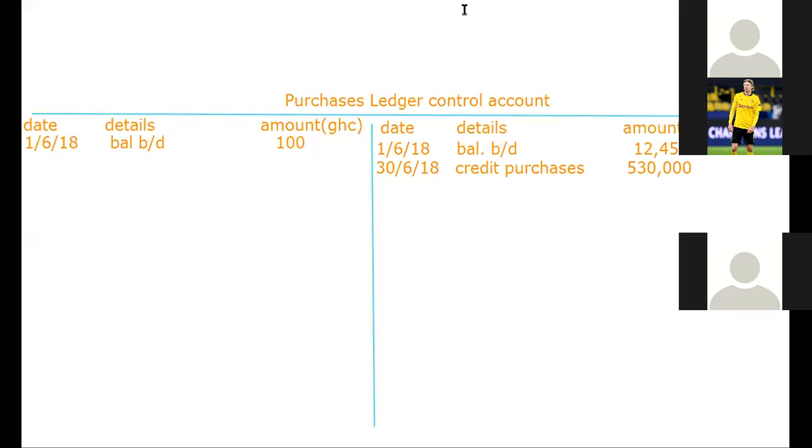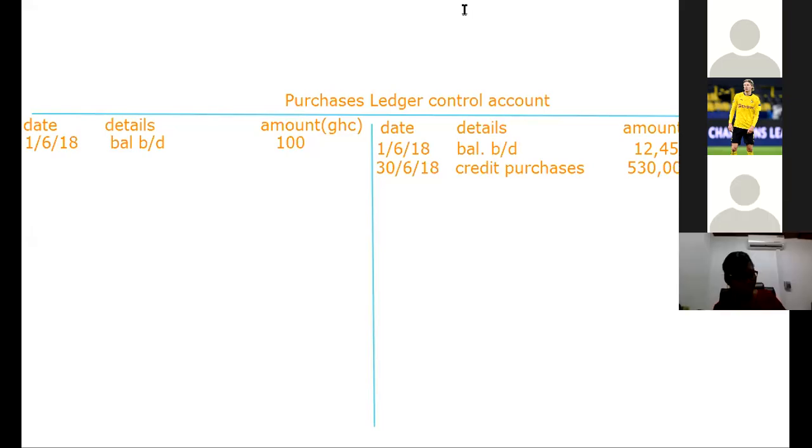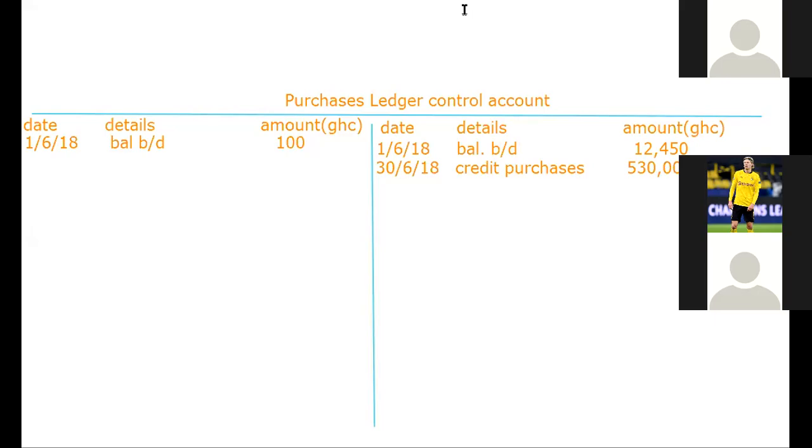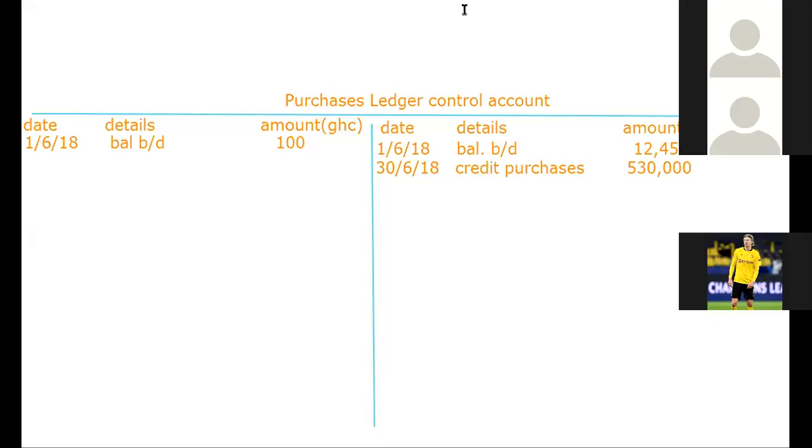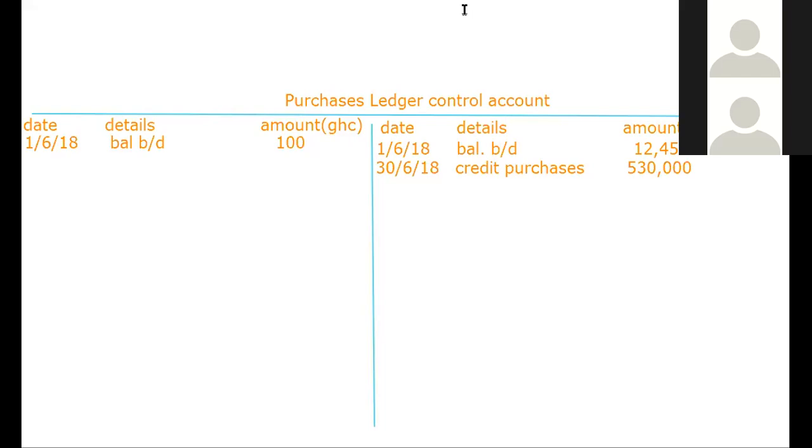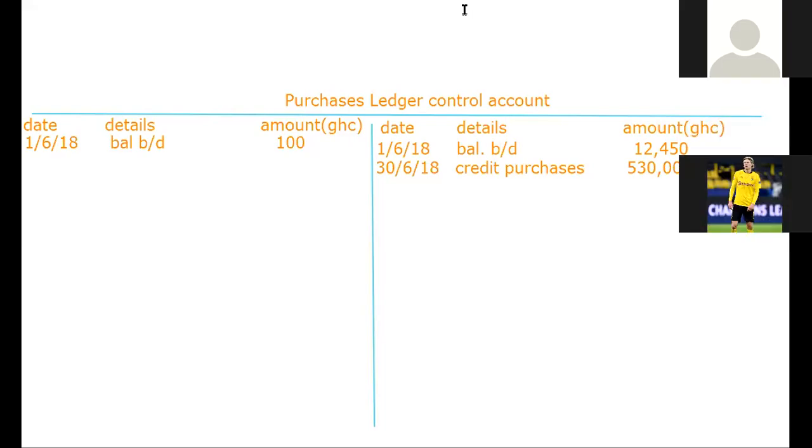Madam. What will happen to cash sales? That is, you credit the sales ledger control. Why will you credit the sales ledger control? Because it will reduce how much the debtors owe. Are you sure cash sales will reduce? The sales ledger control account, why do we prepare it? For which particular transactions do we prepare it?